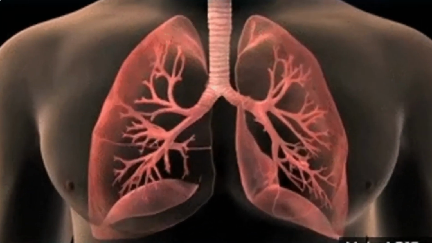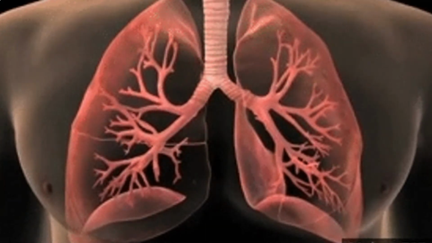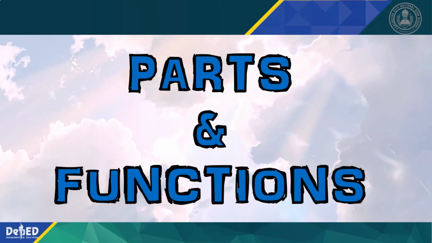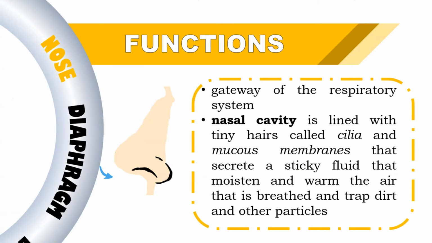Right now, you will learn to identify the key parts and describe the functions of the respiratory system. Starting with the nose. It is the gateway of the respiratory system. Oxygen enters the body via the nose. The nasal cavity is lined with tiny hairs called cilia and mucous membranes that secrete a sticky fluid that moisten and warm the air that is breathed and trap dirt and other particles.